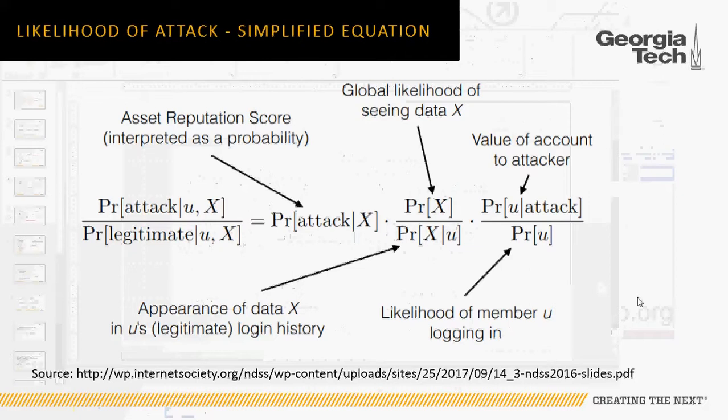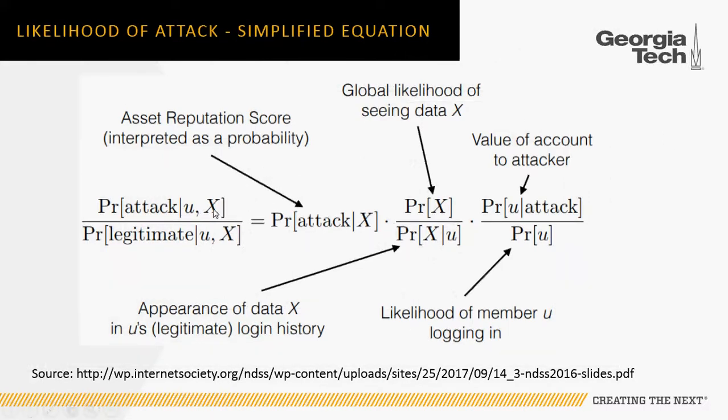Here is a simplified equation of the one we see above. The left part is the probability of attack for a certain user with feature set X, divided by the probability of legal login for this user with feature set X. So if the ratio is larger, that means it's more likely to be attacked.